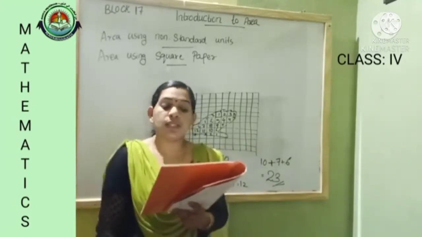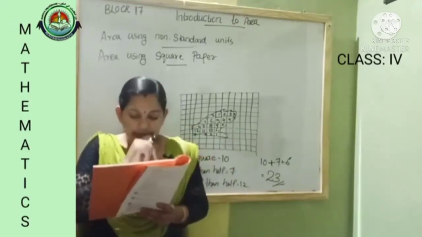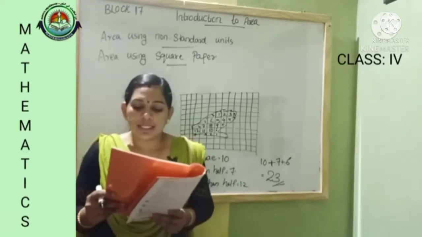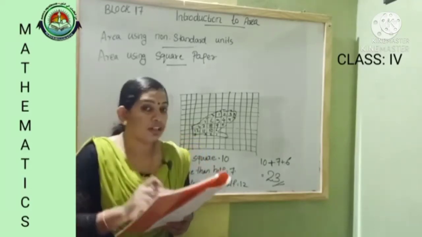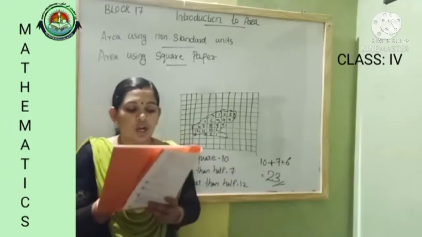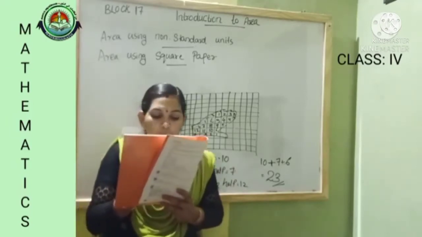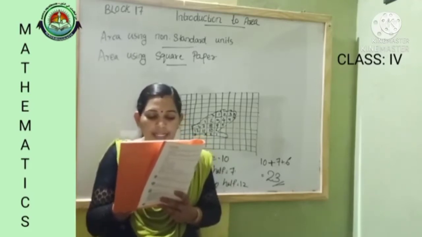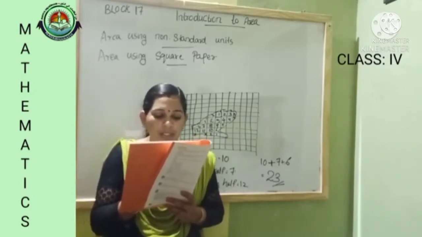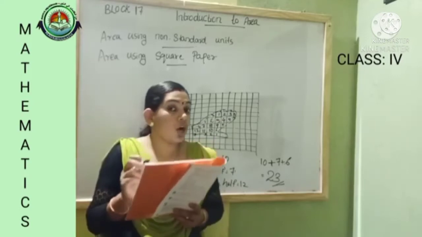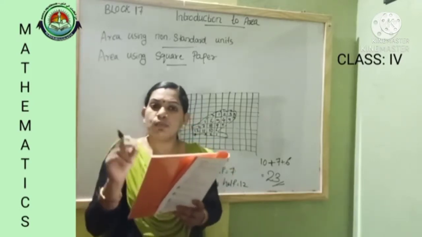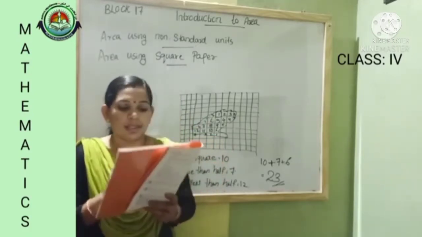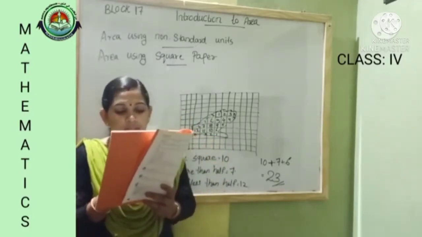Lesson 2, area using squares. In that section, first question, find the area of each color shape. The sides of each square is 1 centimeter. You draw the figure in your notebook, then count it. How many small squares are there? 1, 2, 3, 4, 5, 6, 7, 8, 9, 10, 11, 12, 13, 14, 15, 16. So 16 small squares are there. So what is the area? 16 square centimeters.